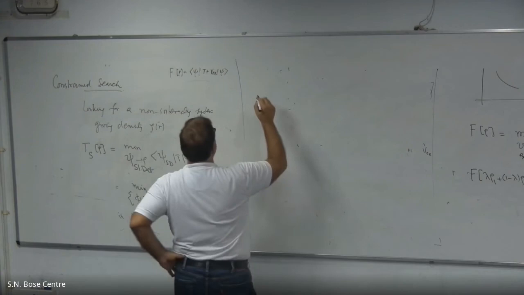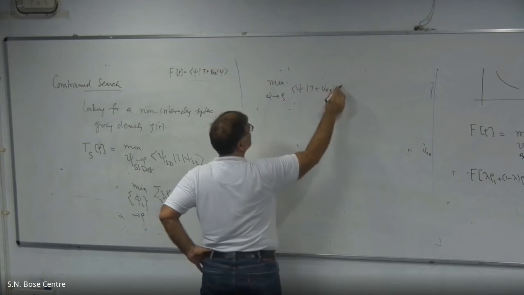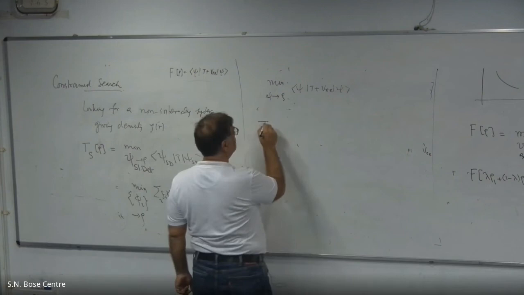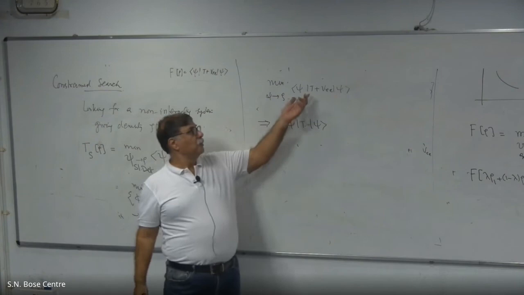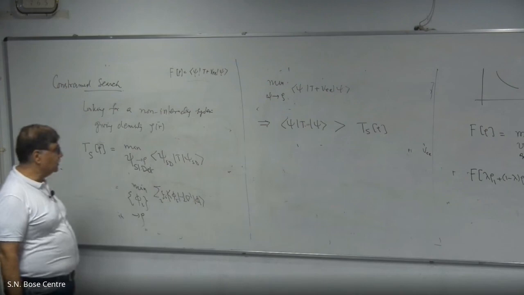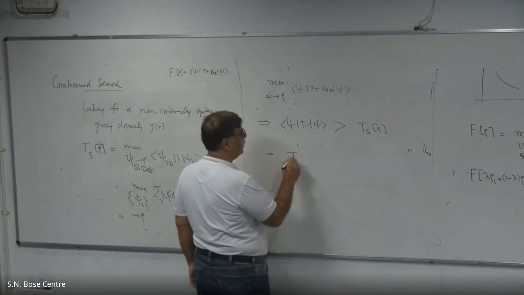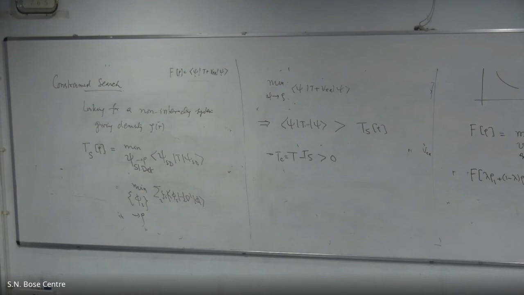How do I find the true wave function? The true wave function is the minimum over psi giving rho of psi, T plus V_ee. Here, for the same density, I'm minimizing the kinetic energy itself, whereas there I'm minimizing T plus V_ee. This implies that the expectation value of the kinetic energy with respect to psi would necessarily be greater than T_s. Because for the same density that is minimizing T plus V_ee, T itself would be greater than T_s. This implies T minus T_s is positive, and the exchange correlation energy in DFT is slightly less negative than one of them.